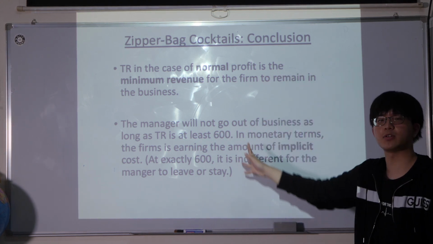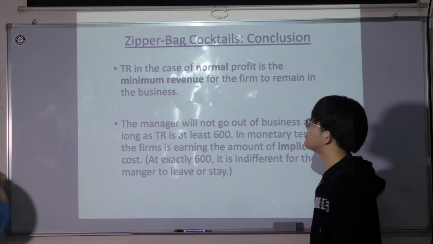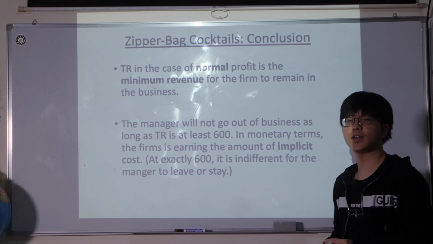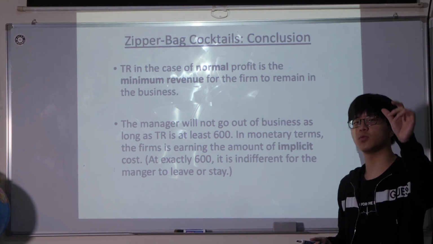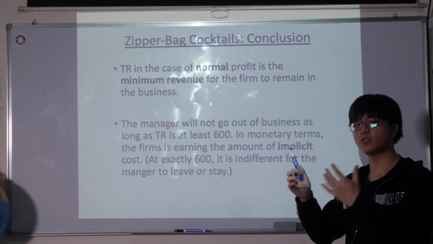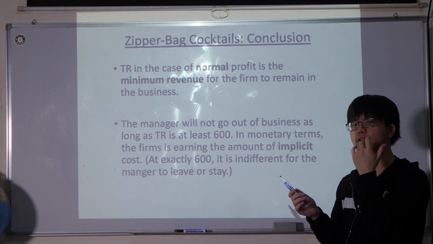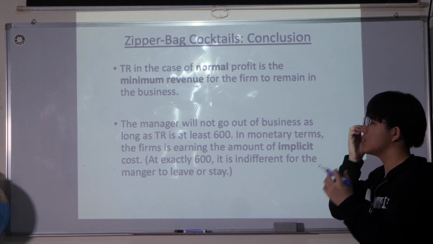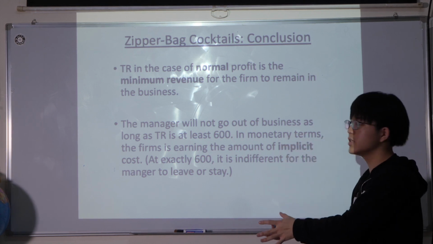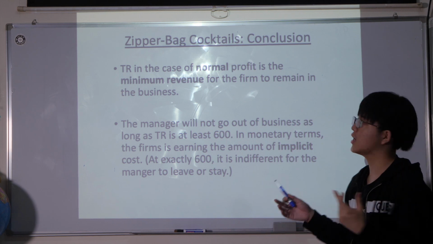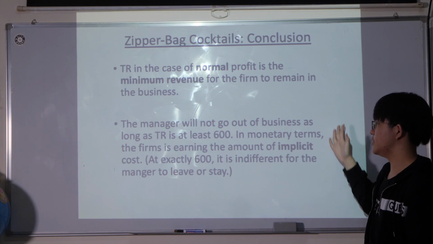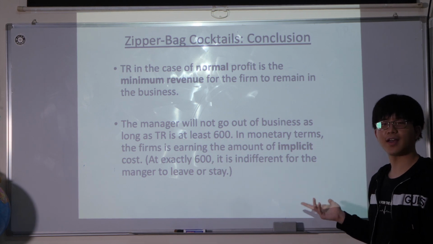For the example of Zipper-Bag cocktails. So, if we just read this, what we need to think about is the normal profit or economic loss. Even if you make a normal profit, you will not get out of the market because you still earn accounting profit and it covers not only explicit cost but also implicit cost, right? Therefore, we don't really need to exit our industry and can remain in the business. And here are the things that I covered before, okay?